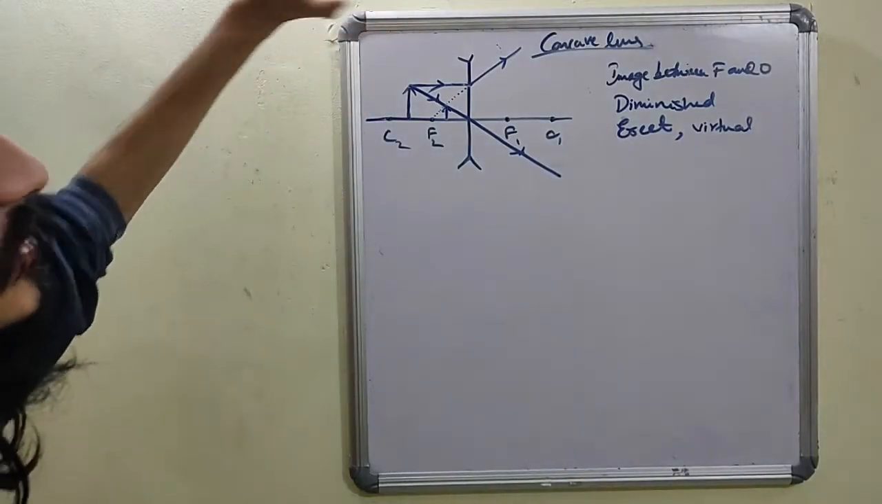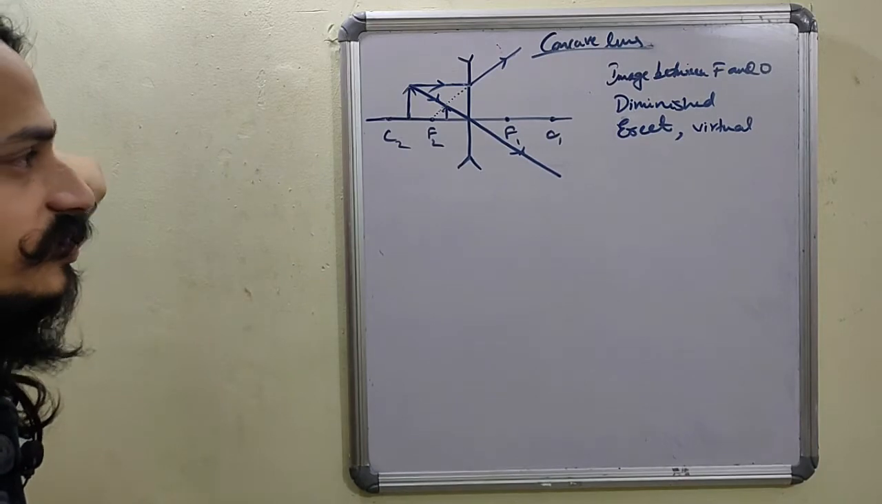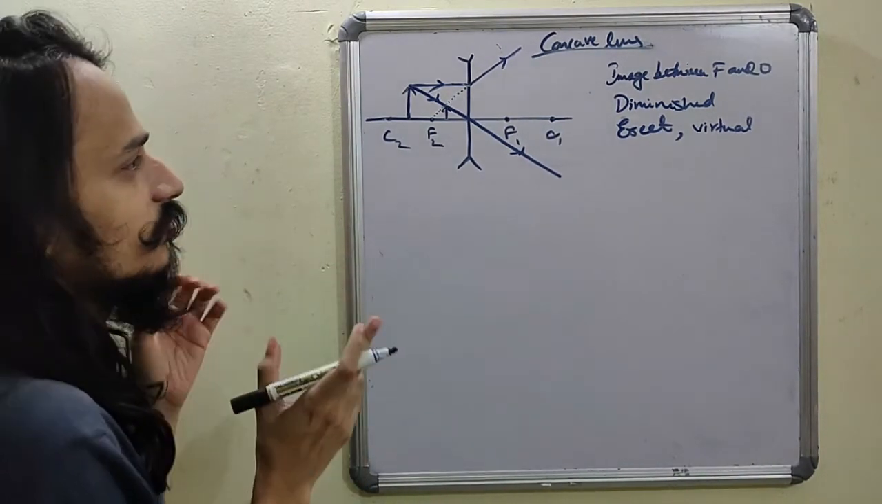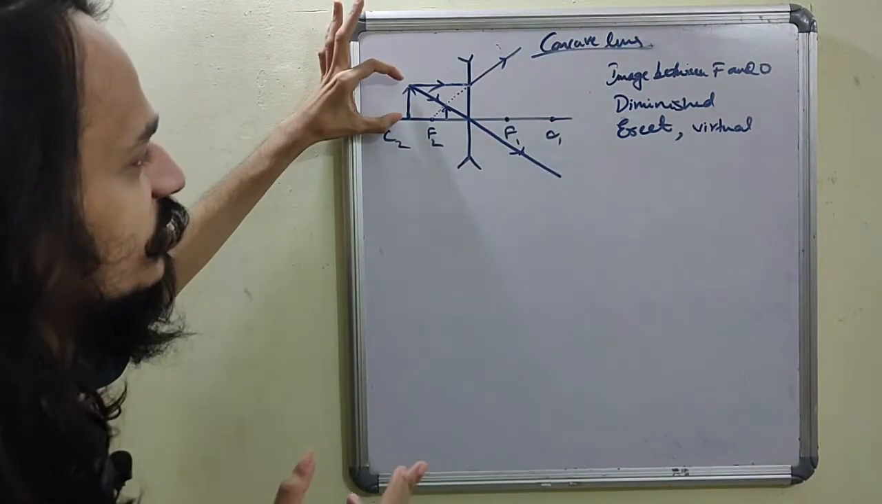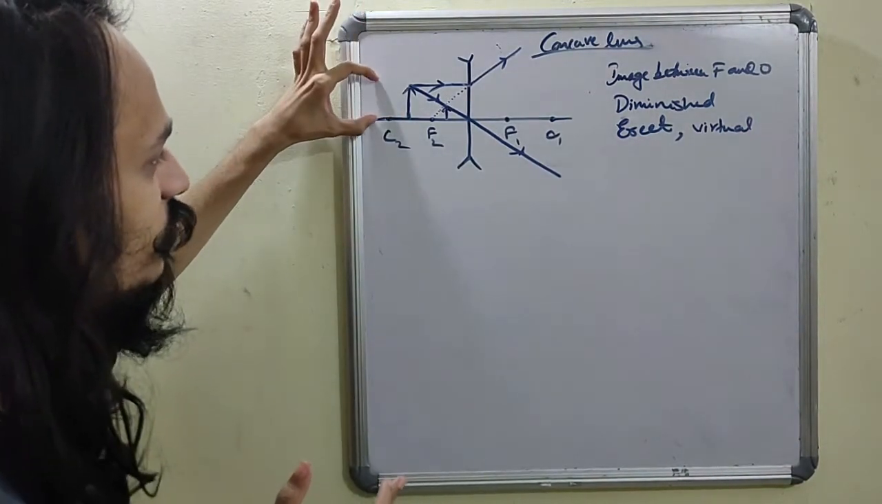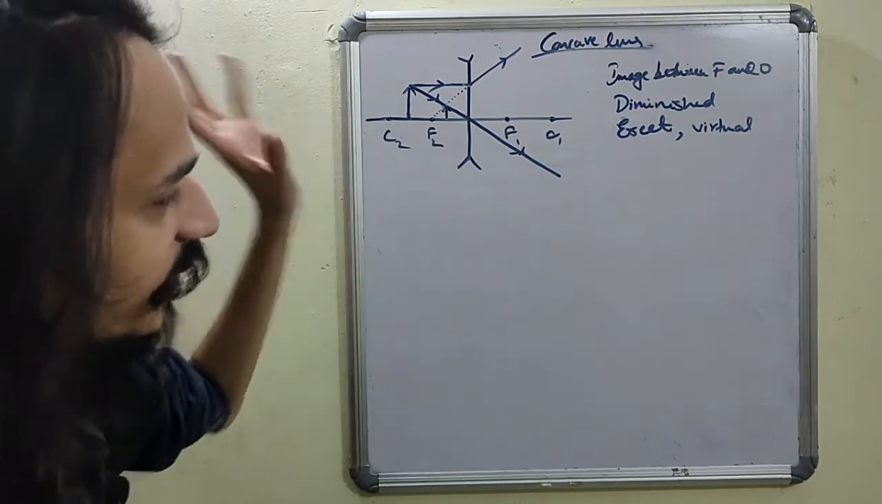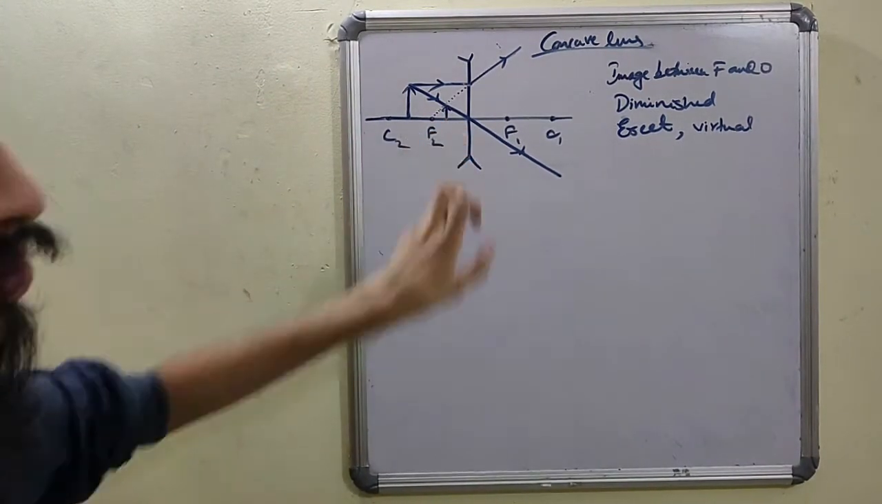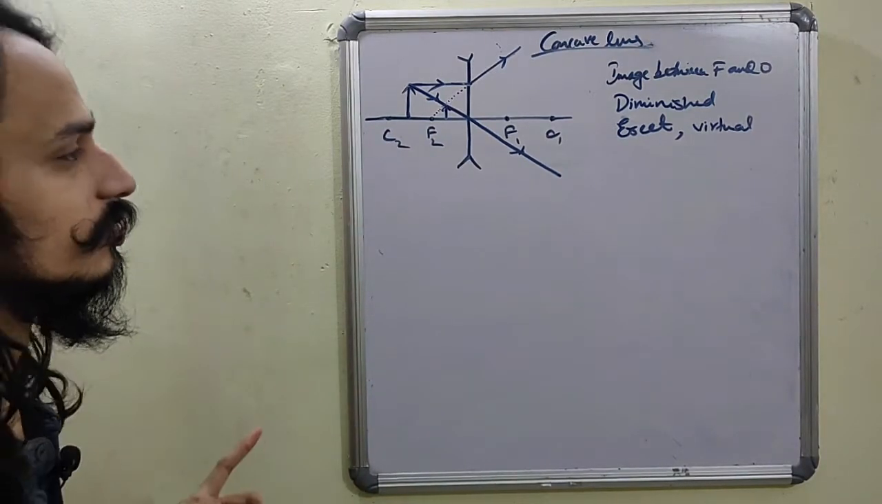This is the only case that we can find for a concave lens. What I want you to try on your own is a different object position. I want you to change the object from here to here, beyond C. Try out the same type of diagram. See if you get the image between F and O. If you don't, you have done something wrong.